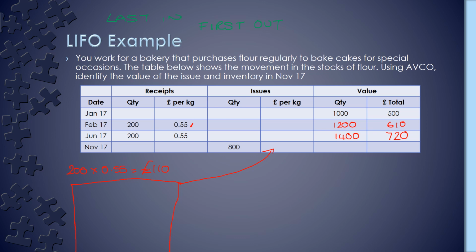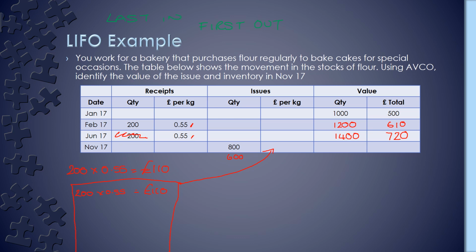So to find this 800, can we take it from the June? We can't take all of it because we only purchased 200 in June, but we can say, we're going to empty that pot. So we're going to empty the pot of 200. We purchased it at 55p a kilo. So that 200 is worth £110. So we found the 200, so now we're only looking for 600.